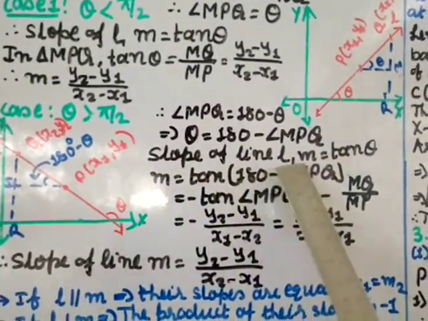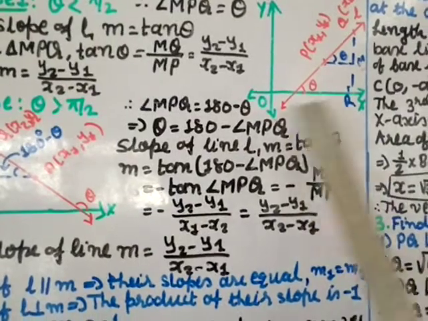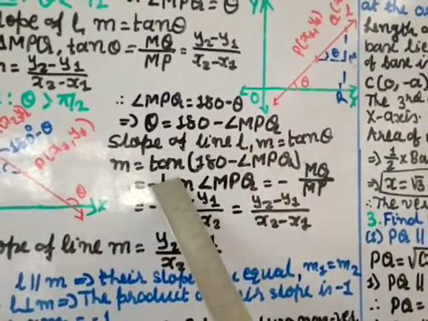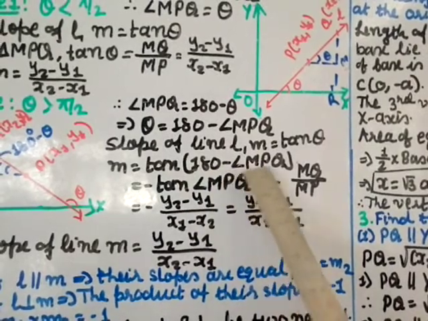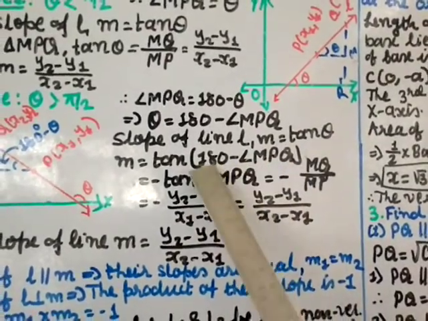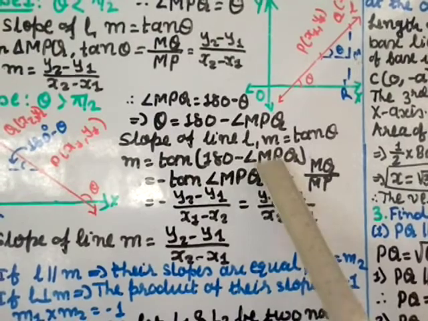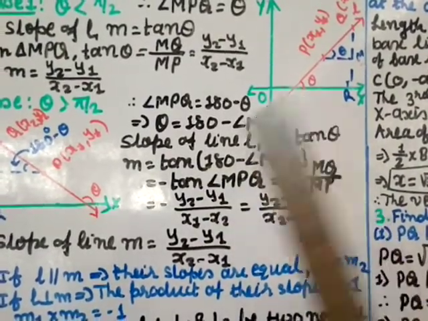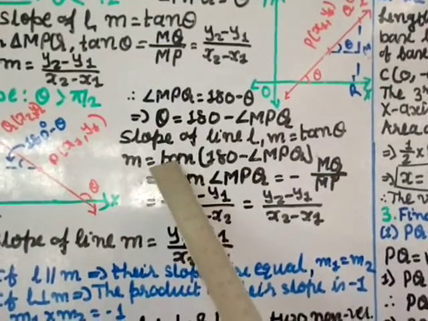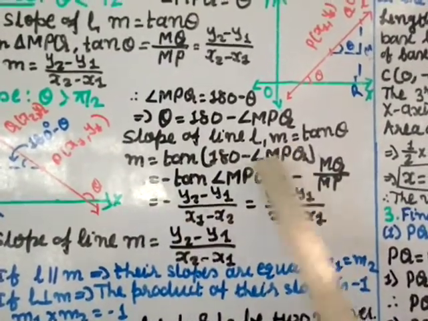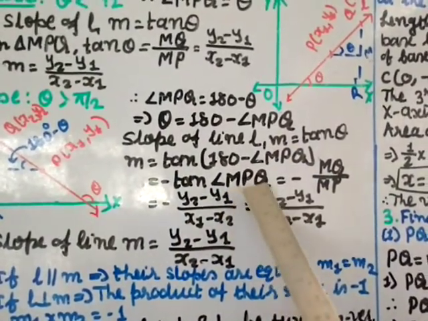Now slope of the line L, m is equal to tan theta. That is by definition. So m equal to tan, theta value put from here. So 180 minus angle MPQ. Now 180 minus, this is also theta angle. So 180 minus some angle, that value lies in the second quadrant. In the second quadrant, tan is negative. So I can write this as minus tan of this angle MPQ.